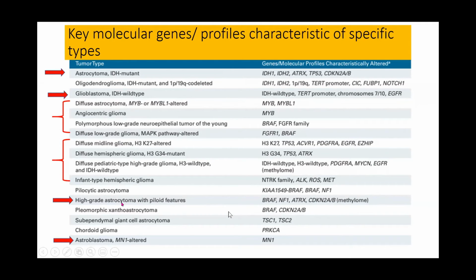Amongst the other tumors, the important ones are the high-grade astrocytoma with piloid features, which I had already shown you. These are tumors which are high-grade, but they also have pilocytic astrocytoma like eosinophilic granular bodies and myxoid change, and they show, as is their morphology, so is their molecular alteration. So if we do a BRAF, it will be positive.